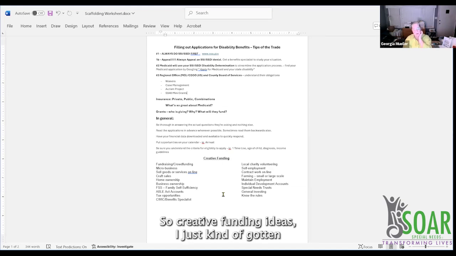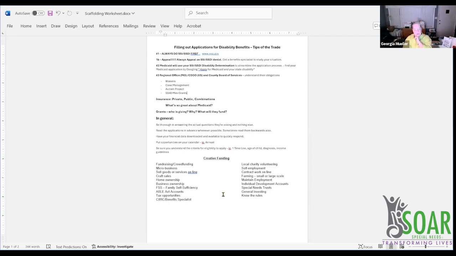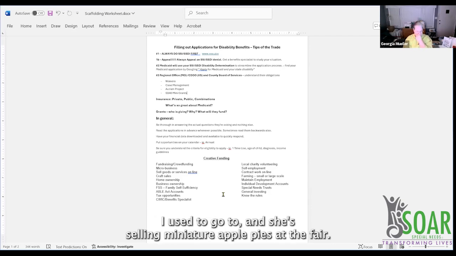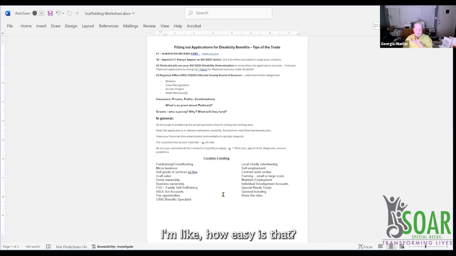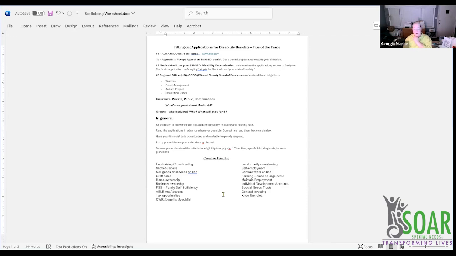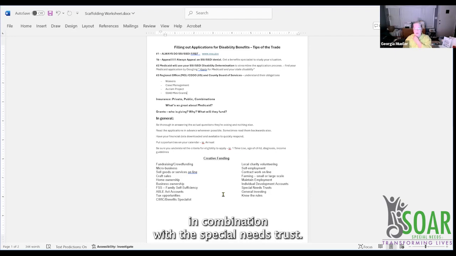So, creative funding ideas. I just kind of got a little nutty one day and started making a big list. Sell something, sell anything. I saw a friend of mine from a church I used to go to. She's selling miniature apple pies at the fair. I'm like, how easy is that? And it's relatively cheap. Use ABLE accounts, but make sure you know how to use them, what they're for and what they're not for, in combination with a special needs trust.